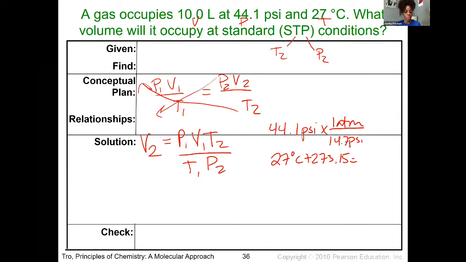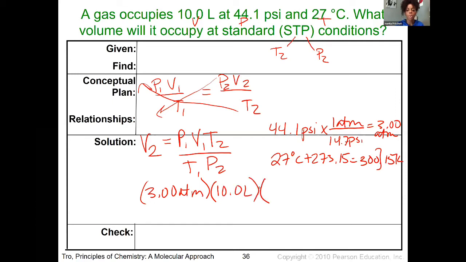So we have 44.1 divided by 14.7, and that gives us a pressure of 3 atmospheres. And for our temperature, we have 27 plus 273.15, and that's going to give us 300.15 Kelvin. Again, we can drop off there. Now, when we plug in, we would take our P1, which is this now converted 3 atmospheres. And then we're going to take our volume 1, which was 10 liters.